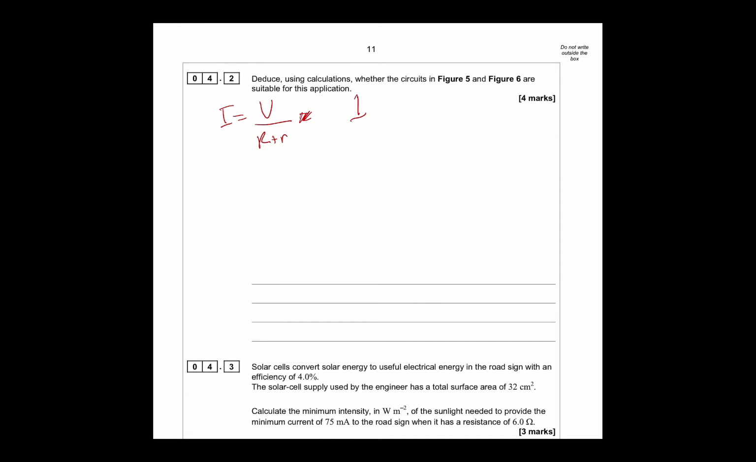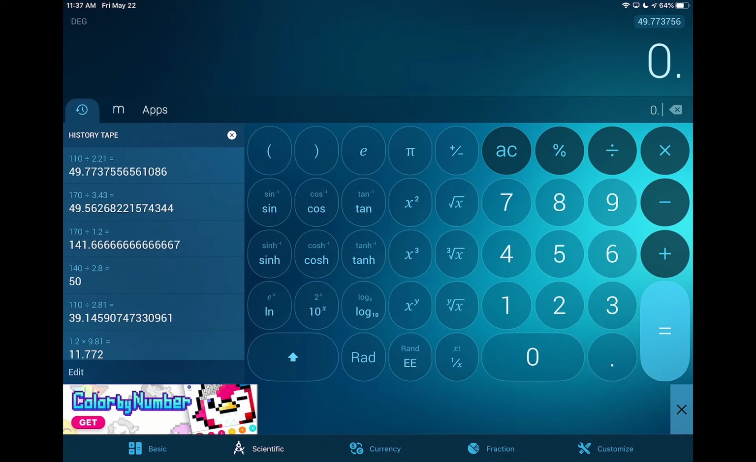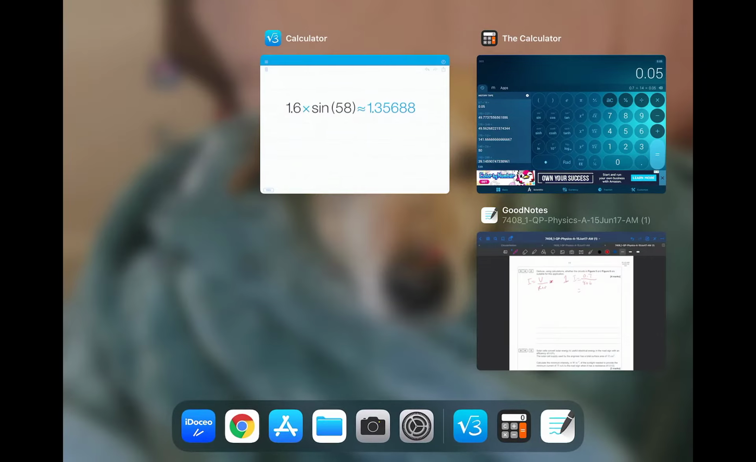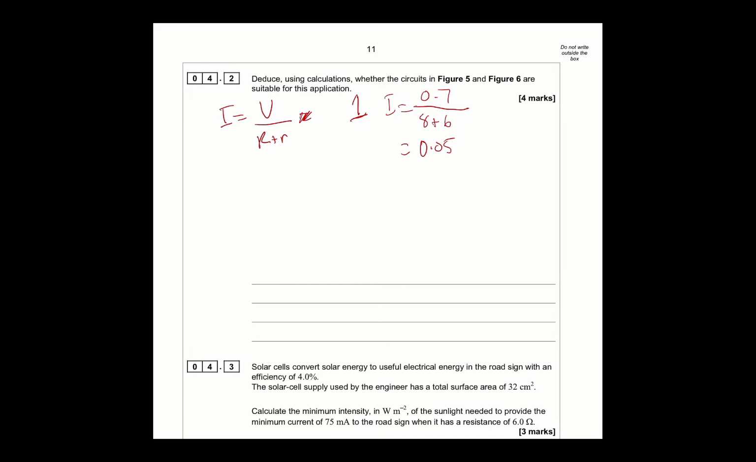So circuit 1, I is 0.7 divided by 8 plus 6, and that's 0.05 amps, which is 50 milliamps. That's not suitable.